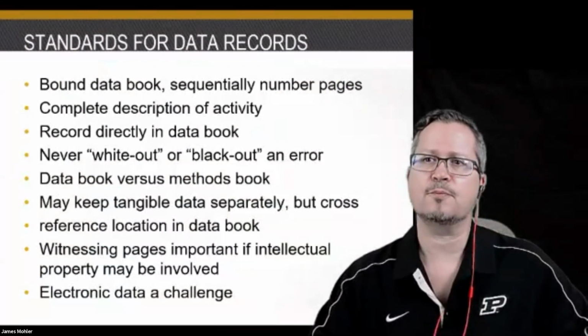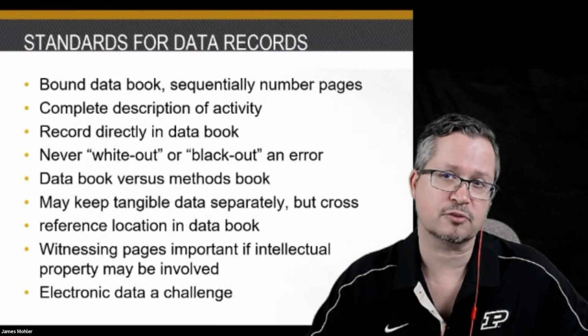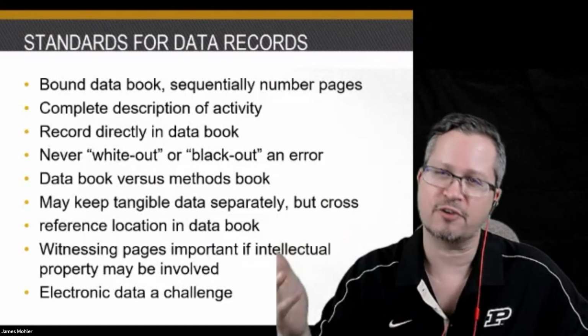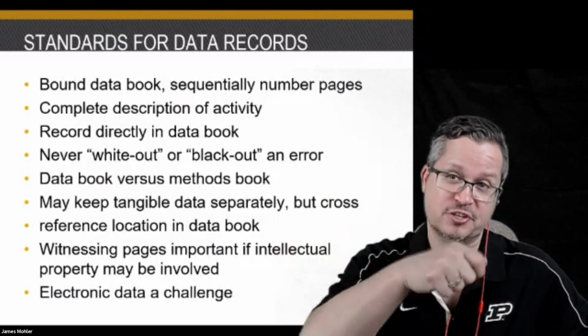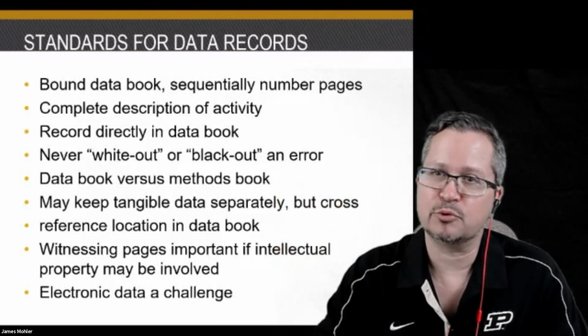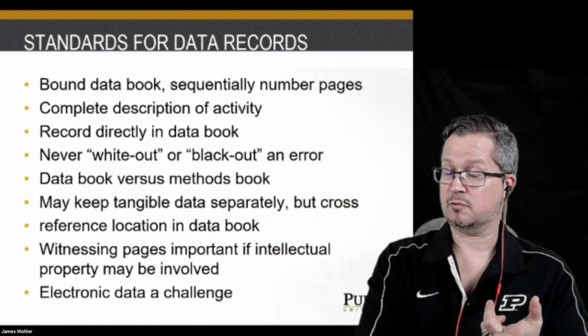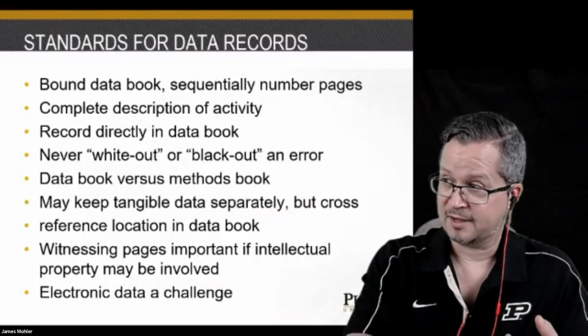So as I said, having a bound book is critical, and sequentially numbering the pages, or at least using dates to number those. I mean, not tearing out pages. When I work with young graduate students, I'm amazed by the number of times they don't get the idea that if you have tear sheets and you just stick them in spiral bound books, that doesn't work. It needs to be a bound book that's sequentially numbered as it relates to data and methods, particularly when it comes time to file for a patent. You have to have that in that order. So it's good for discovery.